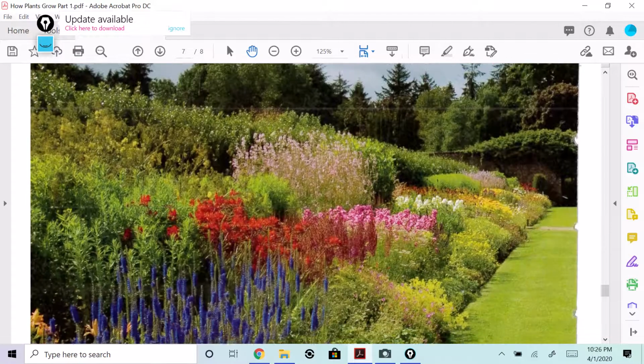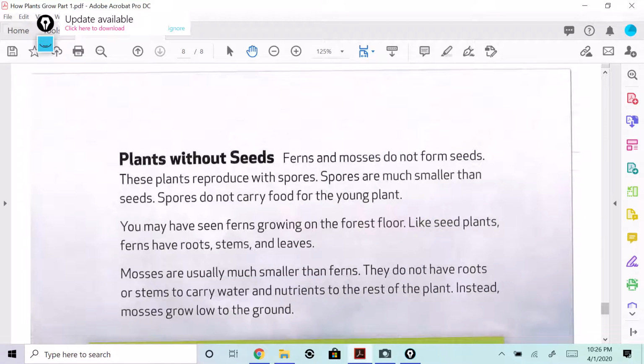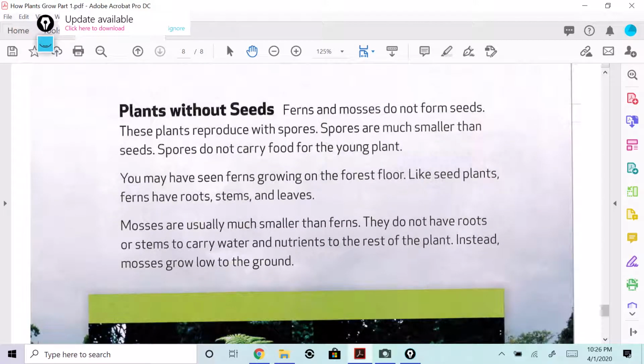All right. Plants without seeds. Ferns and mosses do not form seeds. These plants reproduce with spores. Spores are much smaller than seeds. Spores do not carry food for the young plant, right? You may have seen ferns grow on the forest floor. Like seed plants, ferns have roots, stems, and leaves, right? So they're the same. They just reproduce differently, right?